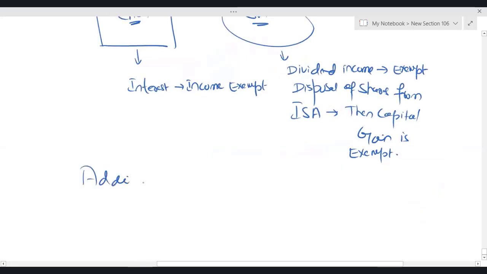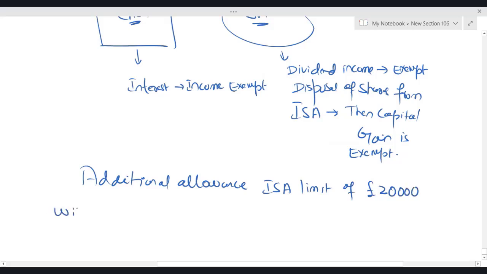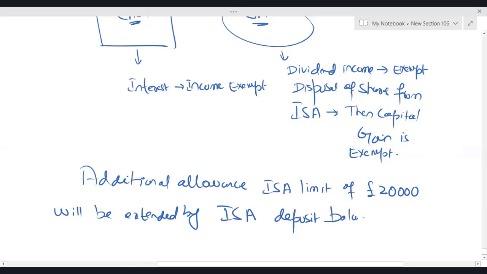In case of husband and wife, there is an additional allowance. The ISA limit of 20,000 pound will be extended by the ISA deposit balance of the deceased person.